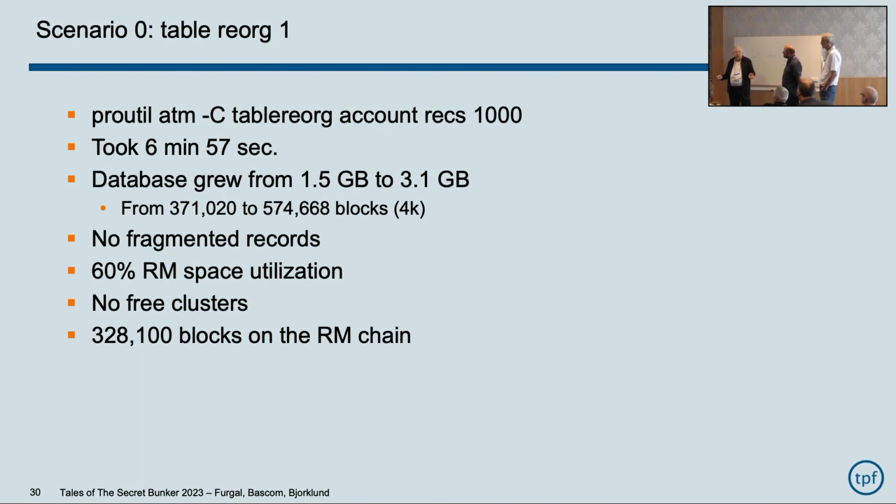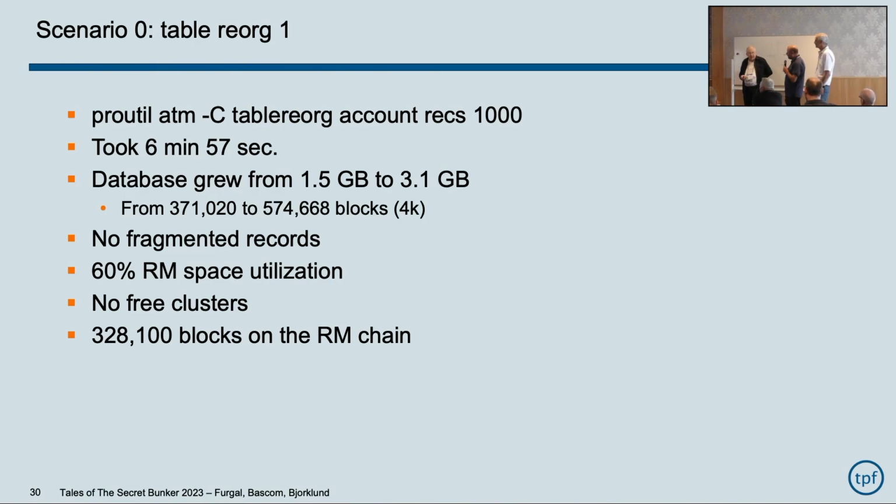And then we run table reorg. So table reorg goes pretty fast. Took 6 minutes and 57 seconds in this case. However, the database doubled in size. But in the end, there were still no fragmented records. And the RM space was now 60% used, which I find a bit strange. But there's a reason for that.